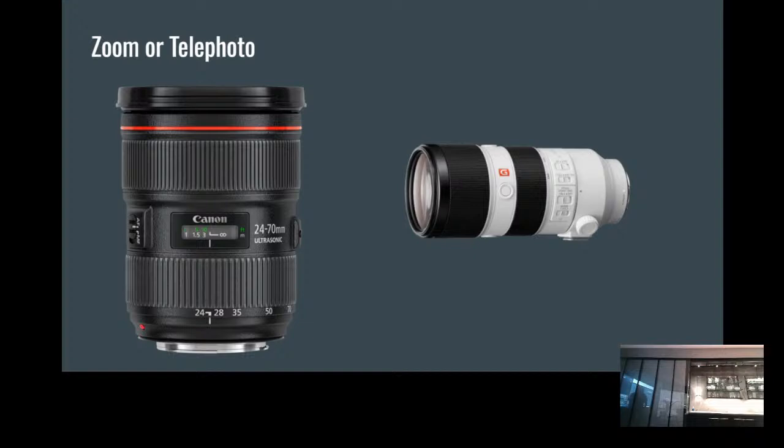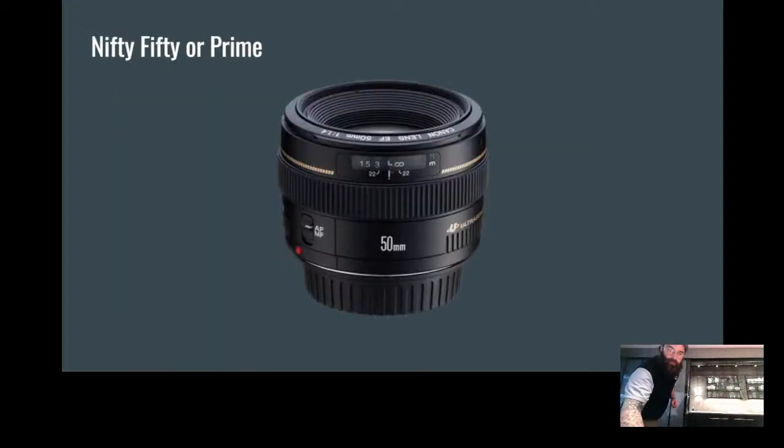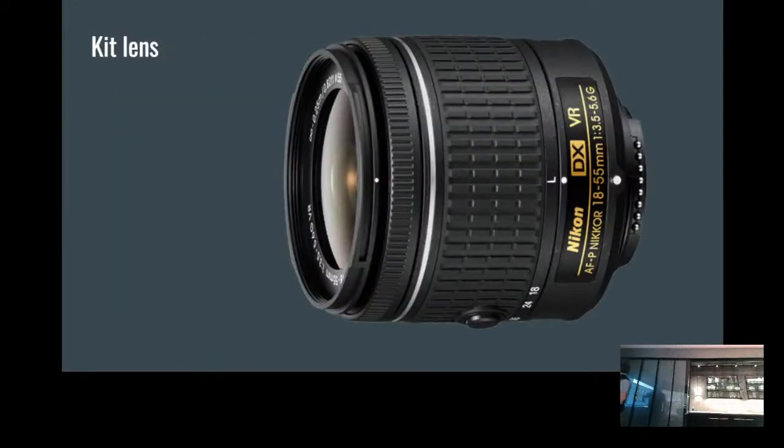So these two lenses both probably sell for about $3,000, but they have a 2.8 aperture, meaning that where the kit lens was a 3.5 to 5.6 and changes as you zoom back and forth between the 18 to 55.